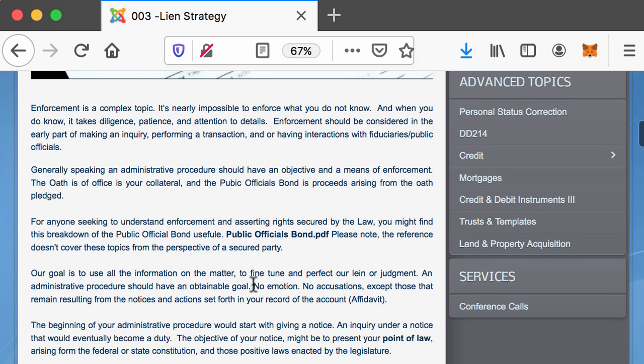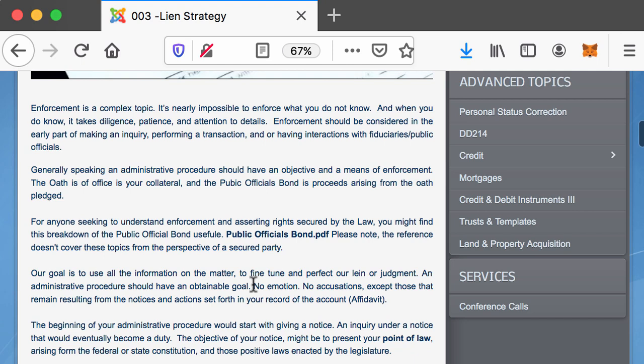Enforcement is a complex topic. It's nearly impossible to enforce what you do not know, and when you do know, it takes diligence, patience, and attention to details. Enforcement should be considered in the early part of making an inquiry, performing a transaction, and or having interactions with fiduciaries/public officials. Generally speaking, an administrative procedure should have an objective and a means of enforcement.